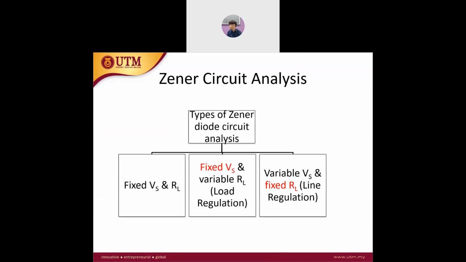Okay, so let's look at this slide. Zener circuits analysis. For the first analysis, of the three analyses, we have fixed VS and RL, which are not changed. This one we have been through. We have gone through this for the first part, and after that we went to load regulations. In load regulations, the VS, the source, is fixed, and the variable will be RL. On the other hand, for the line regulation that we will go through, the VS, the source, is variable, with a fixed RL, the fixed load resistor.